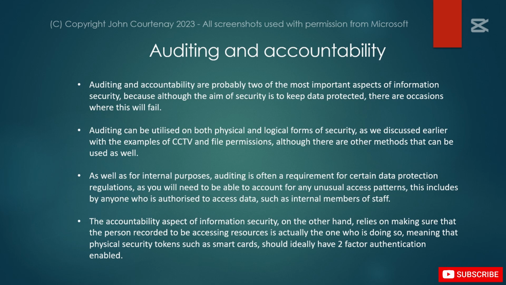Auditing can be utilised on both physical and logical forms of security, as we discussed earlier with the examples of CCTV and file permissions, although there are other methods that can be used as well as for internal purposes. Auditing is often a requirement for certain data protection regulations, as you will need to be able to account for any unusual access patterns. This includes by anyone who is authorised to access data, such as internal members of staff.